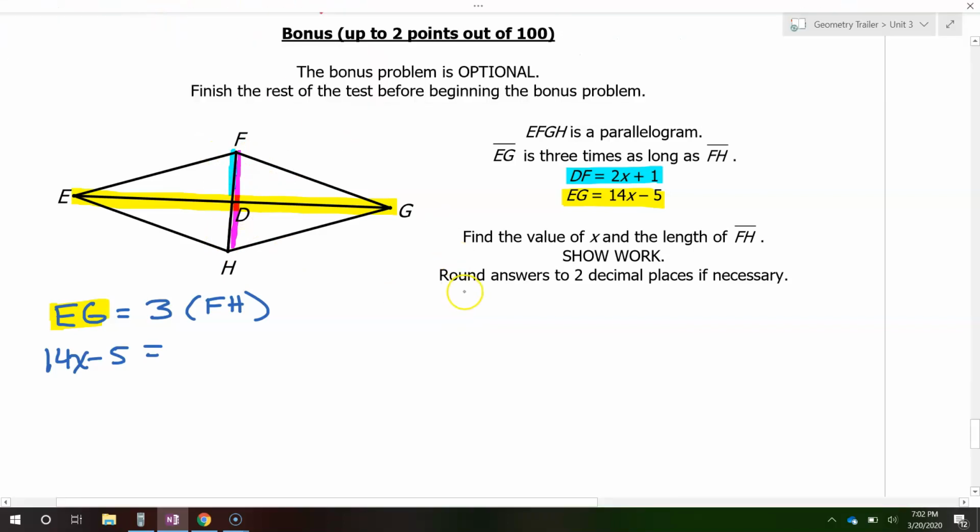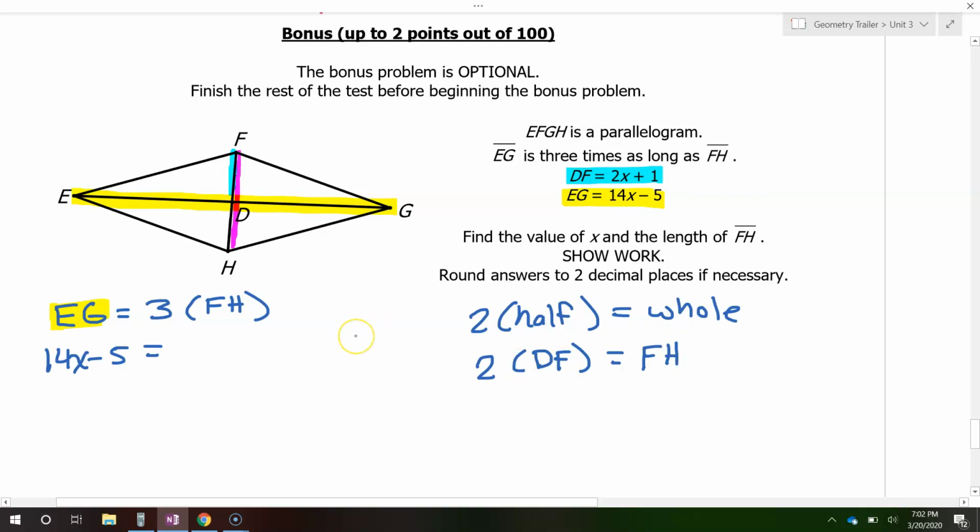So what do we do when we have a half and we have a whole? We often will say to ourselves, okay, 2 halves equals a whole. And here we have a half and here we have a whole. So that means 2 times DF is going to equal the whole, which is FH.